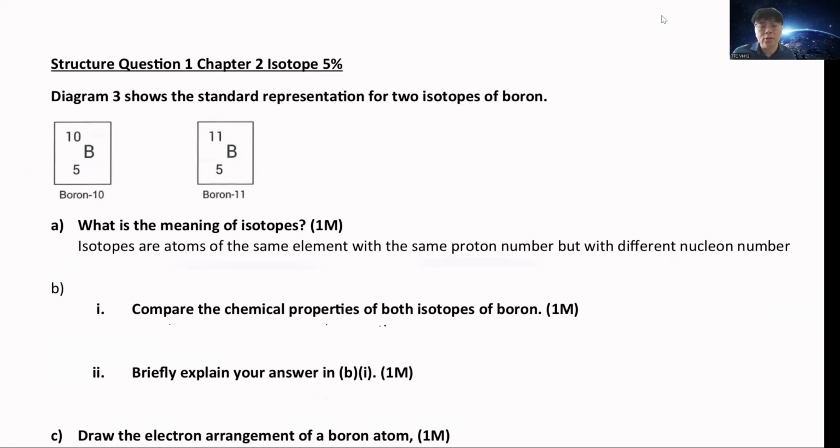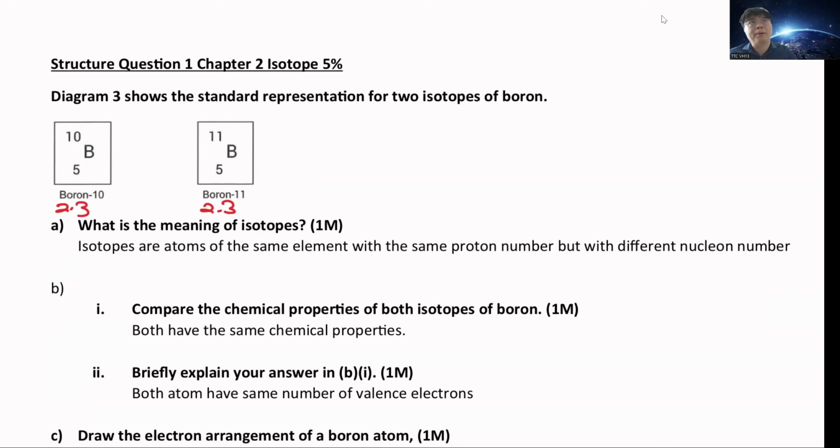Then they might ask you about chemical property. Looking at boron, the electron arrangement is 2.3, so 3 valence electrons. They'll ask you whether their chemical properties are the same. Your answer is yes, because chemical property depends on your valence electron, because your valence electron determines which group you are in the periodic table. So this is the proper answer you need to write: both of them have the same chemical property, because they have the same number of valence electrons.